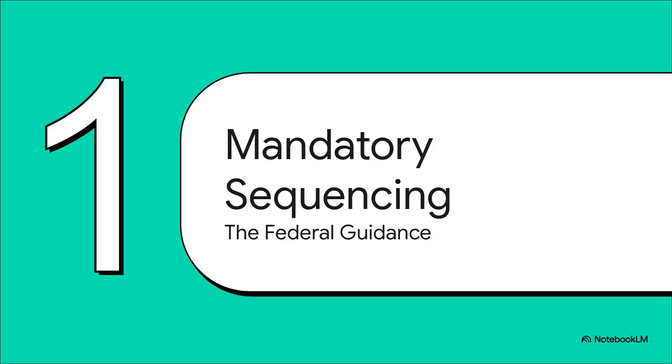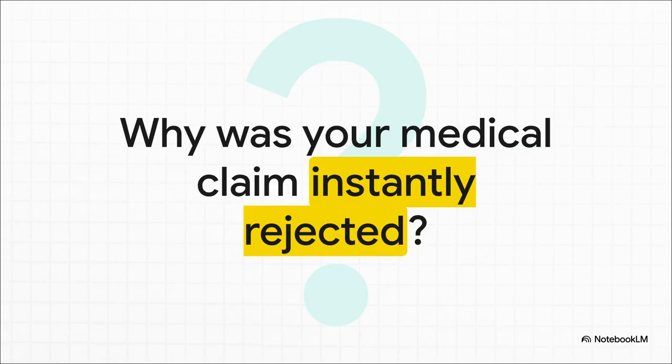All right, kicking things off with the big one, the mandatory sequencing rule. Imagine this. You've done the work, you've combed through the chart, you submit, and bam. Why was your medical claim instantly rejected? It is honestly a coder's worst nightmare. The clearinghouse just spits it right back at you.